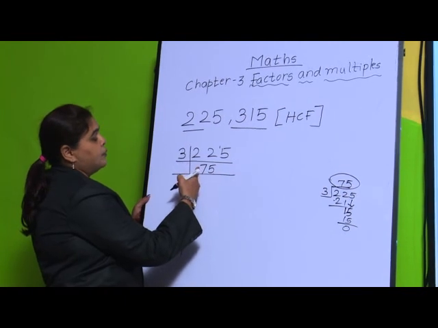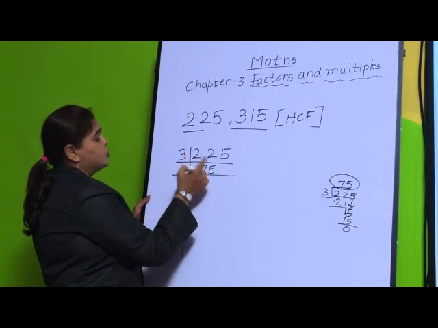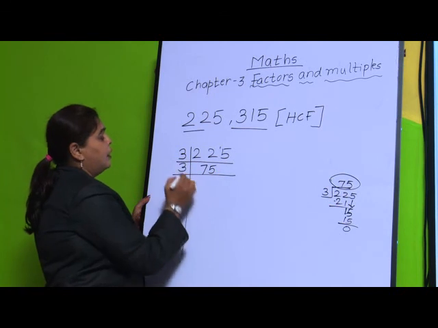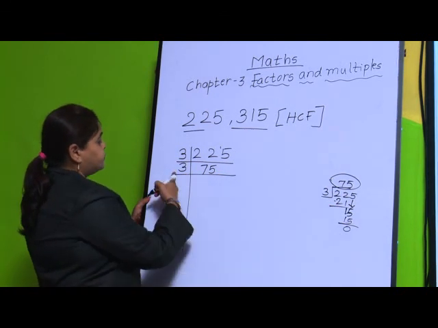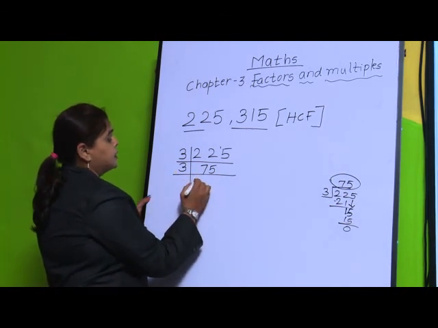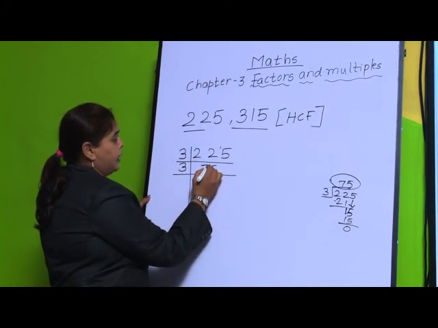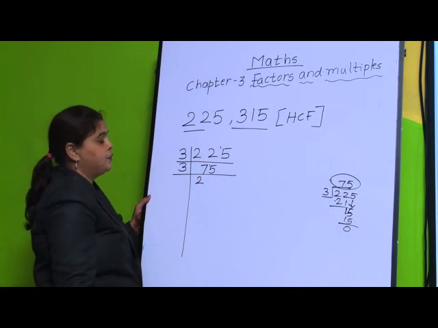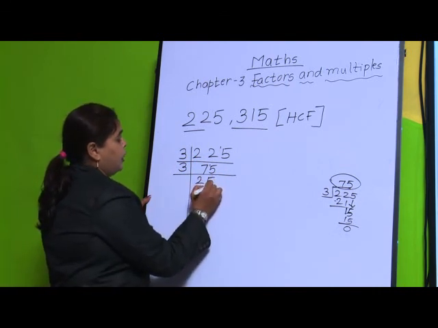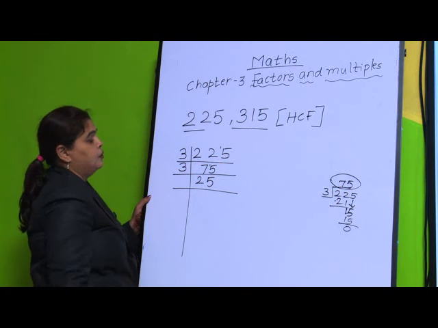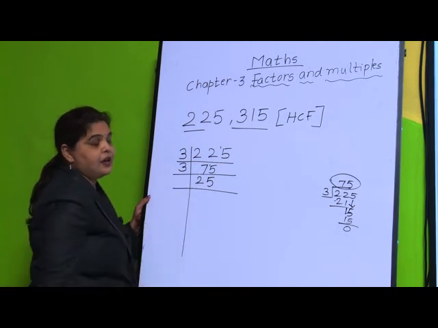So, what is the sum of this? 7 plus 5 is 12. So, it is a multiple of 3. So, we will go for 3. 3 2s are 6. So, 7 minus 6, 1 is left. We can write it in small handwriting. Now, it is 15. So, 3 5s are 15. So, 25 3s are 75.